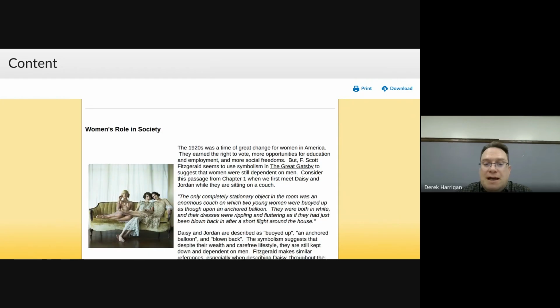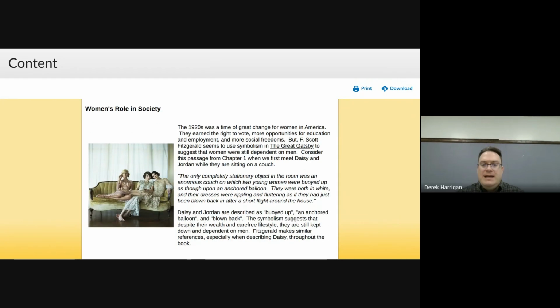You can also look at women in society. I'll let you take a look at this and read this on your own. There are some quotes in here that you want to consider. But you'll notice a lot of the times in this book, women are described in certain ways and their clothing is described in certain ways.